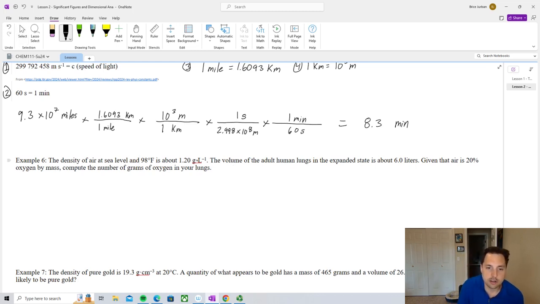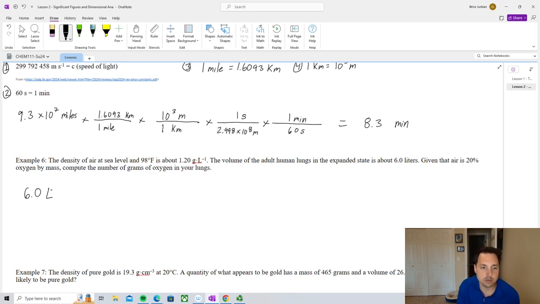Well, we have a density here. This is going to be our conversion factor between grams and liters. And then we have a volume here of 6.0 liters. So given that air is 20% oxygen by mass, here only 20% of that air is actually going to be oxygen. So that's a percentage conversion factor that we need to care about here. Let's start with the 6.0 liters. So I always start with a value that's not a compound unit. So compound units like density are always going to be found later on in the dimensional analysis.